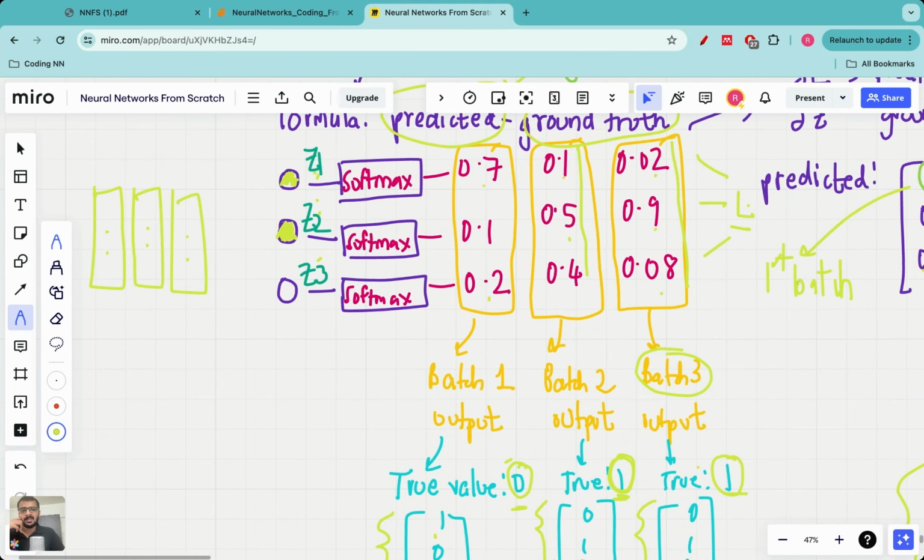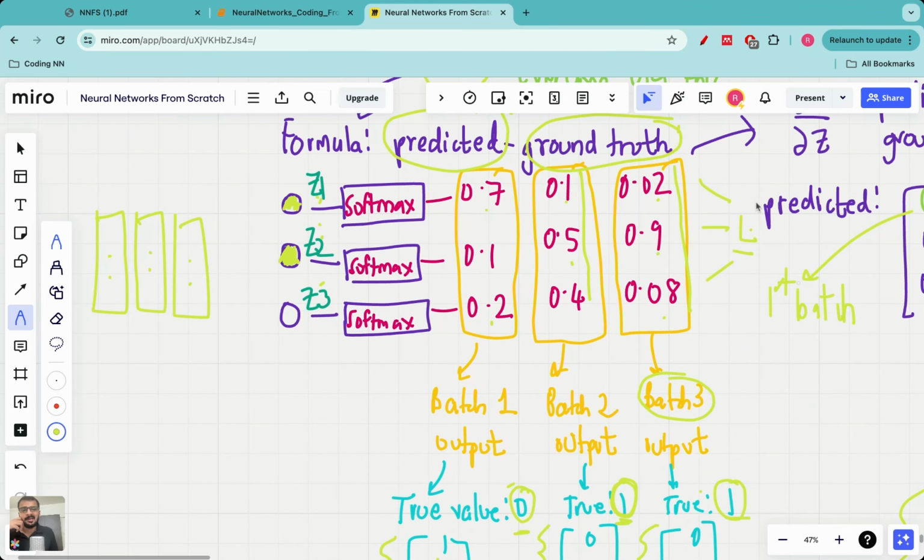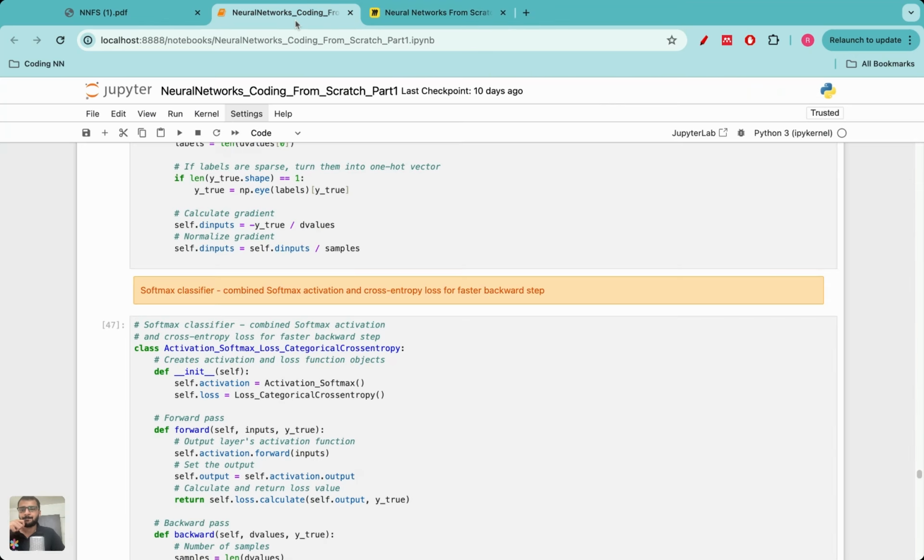What that backward method will do is that it will directly calculate the partial derivative of L with respect to z1, z2, and z3 by using this formula, predicted minus the ground truth. So let's go to the code now.